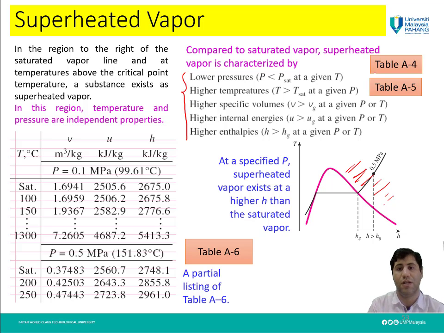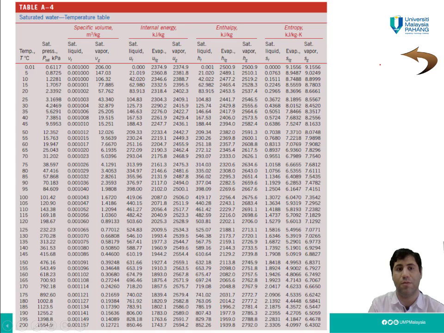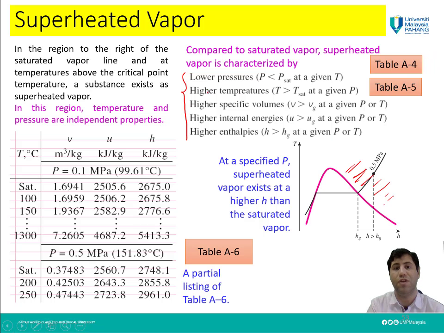The first one, we need to refer to table A4. Let me just go to table A4. You can see here we have temperature, so the temperature is given, and also we have saturation pressure. If the pressure which we have for that substance is less than this saturation pressure for the given temperature, it means it is in the superheated region.